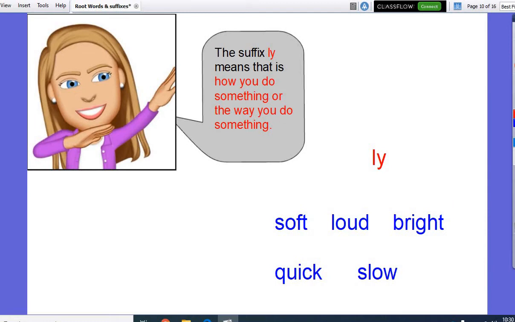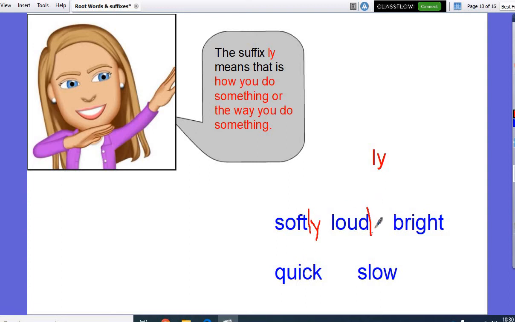Alright, and then the next suffix we're going to look at is LY. Now when I put an LY on a word, that's telling you that that's how you're doing it or the way that you're doing it. For example, if I were to put LY on soft, it would make softly, and that means that's the way that you're doing something. You are doing something in a soft way. You're doing it soft. Like if you pet the cat softly, you're petting it soft. That's how you're doing it.